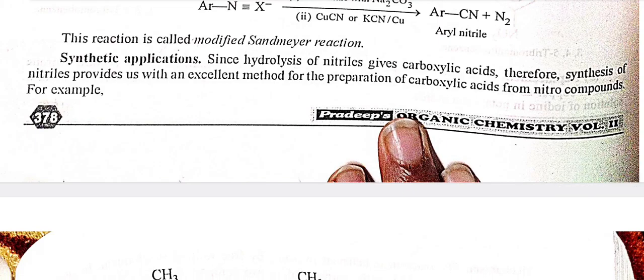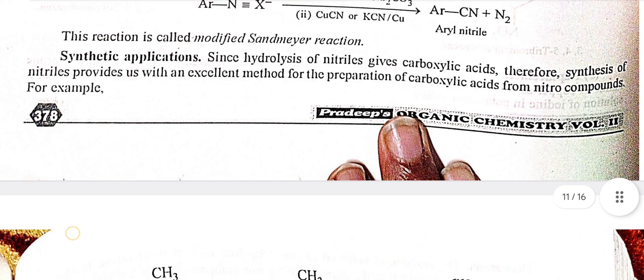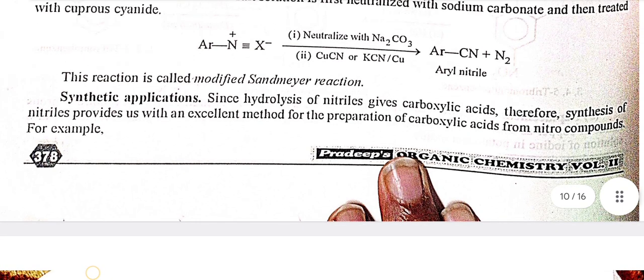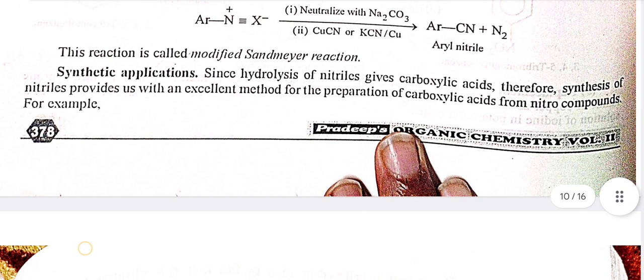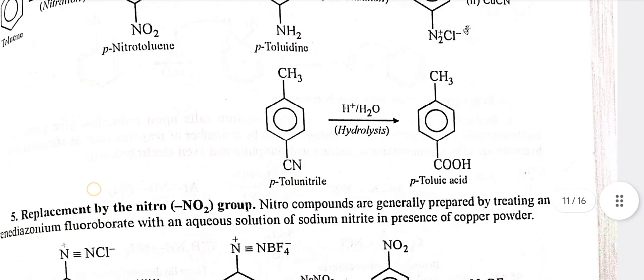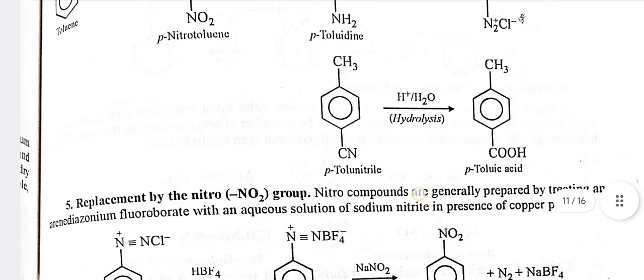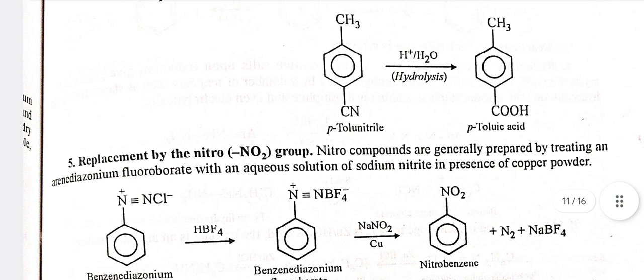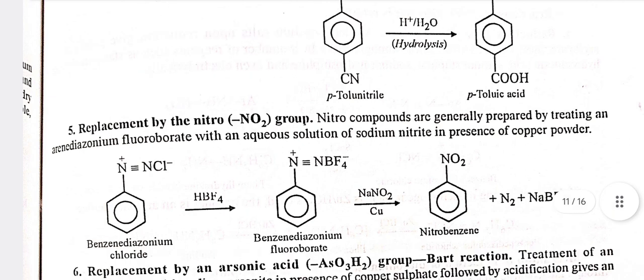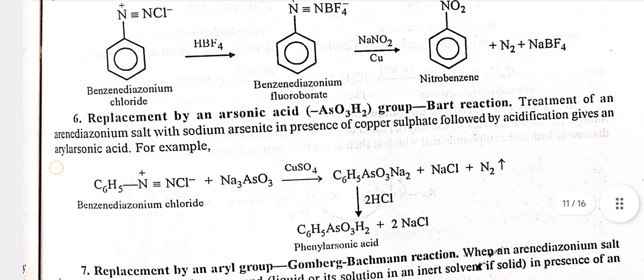Synthetic application. Since hydrolysis gives carboxylic acids, therefore synthesis of nitrile provides an excellent method for the preparation of carboxylic acid from nitro compounds. Replacement by nitro group. Nitro compounds are generally prepared by treating an arene diazonium fluoroborate with an aqueous solution of sodium nitrite in presence of copper powder.